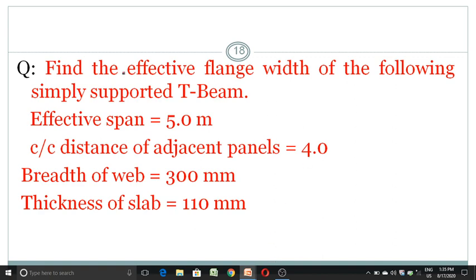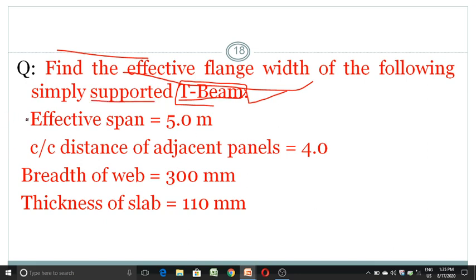So let us see the first problem. Find the effective flange width of the following simply supported T-beam. What type of beam is given? It is a T-beam, and it does not mention whether it is an isolated T-beam or a monolithic T-beam. If it is not mentioned, it is generally a monolithic T-beam, because actual practical construction uses monolithic T-beams only. Isolated T-beams are not practically possible. We can study them theoretically only, right? So if it is not mentioned, we have to treat it as a monolithic T-beam, right?